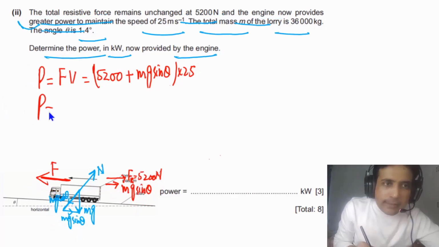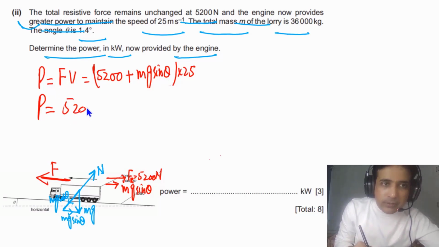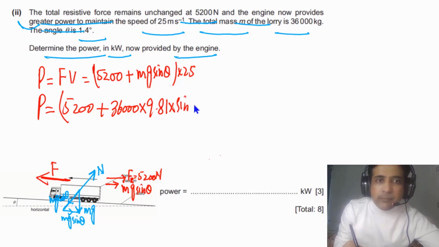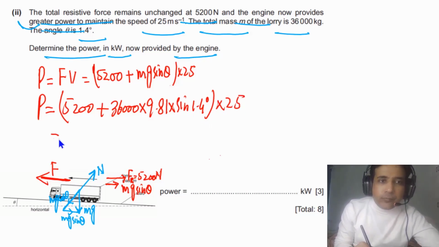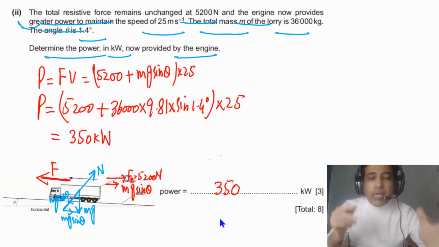Now we just need to plug in the values of mass, g and theta to calculate the value of P. So simply we have 5,200 plus m, the mass of the lorry, that is 36,000 kgs, multiplied by g, 9.81, multiplied by sine of the angle, which is 1.4 degrees. Then all this we have to multiply by 25. If we multiply, our final answer will be equal to 350 kilowatts to 2 SF. Our answer has to be in kilowatts. So this is our final answer, and this is how you can answer this problem.